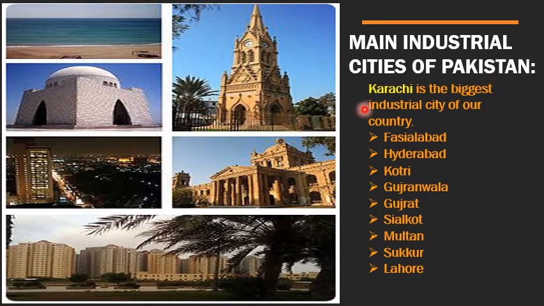Here you can see that the name of Islamabad is not there, and we know that Islamabad is an important city of Pakistan. Why? Because Islamabad is not an industrial city, and here we are concerned with industrial cities. So these are the main industrial cities of Pakistan.